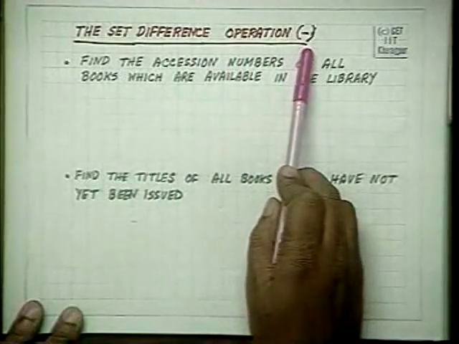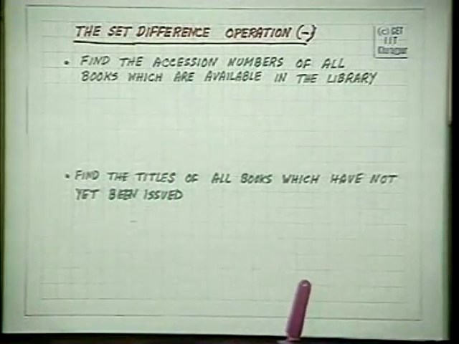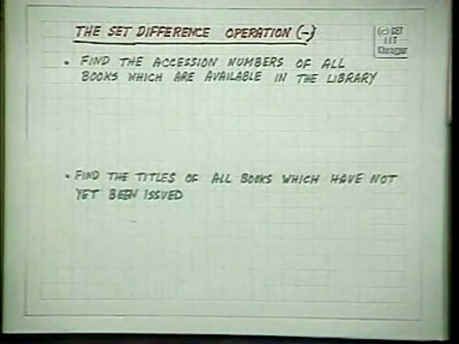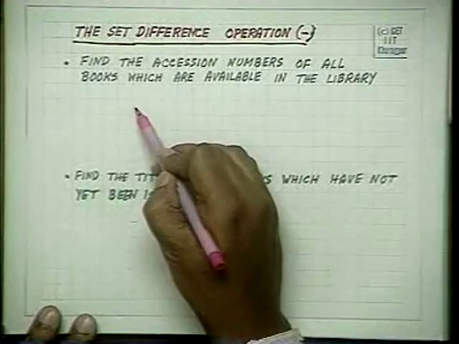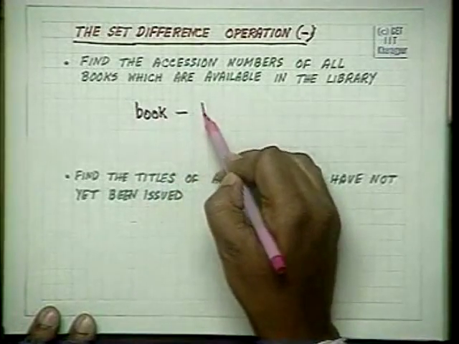The final two simple operations are the set difference operation. Find the accession numbers of all books. It is the standard set difference. A minus B, those elements in A which are not elements of B. So find the accession numbers of all books which are available in the library, that is, books which are not issued. Books which are not issued will be simply books minus borrow.